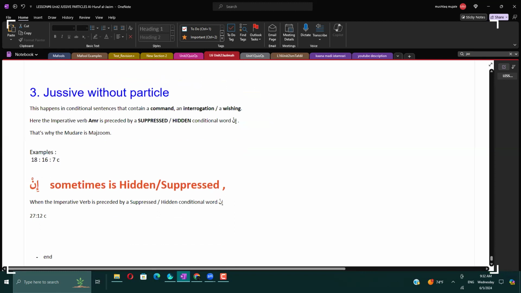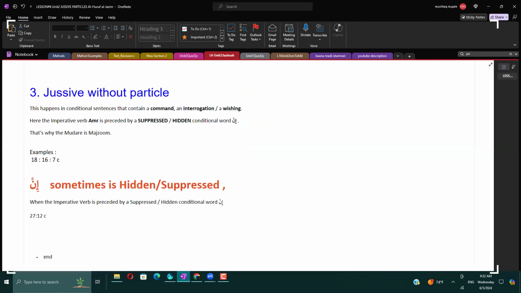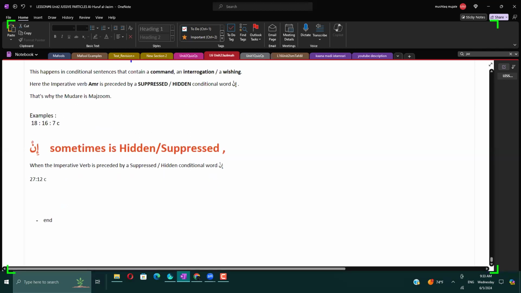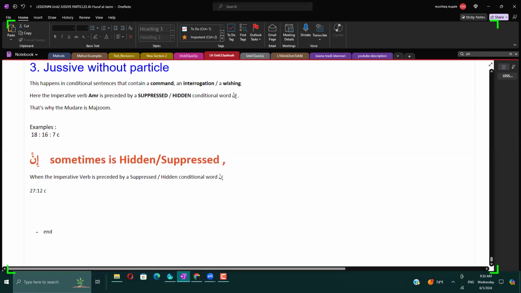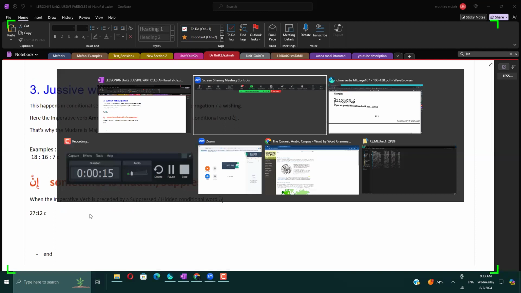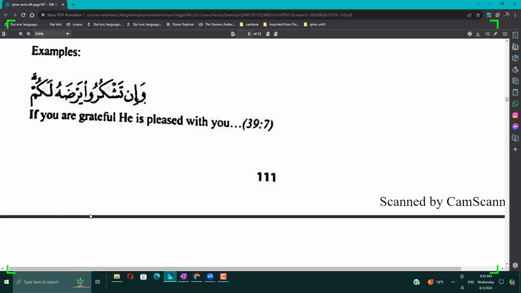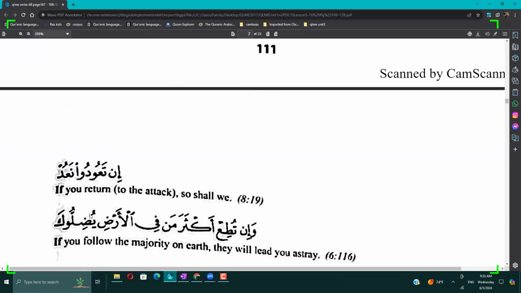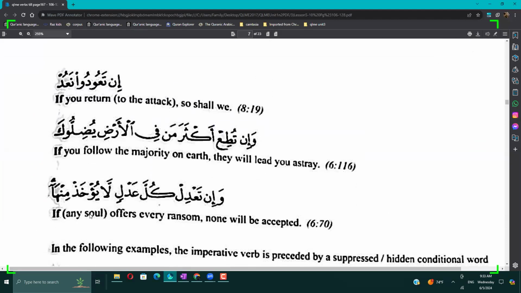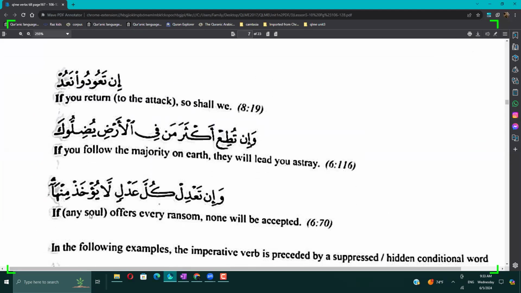And there is jussive without a particle. Sometimes this happens in conditional sentences that are commands or interrogation. Here the imperative verb is preceded or suppressed. Sometimes in is not shown, but you still have the mudare majzoom, because there is a hidden in in the verb. So we have in ta'udu na'ud: if you return to the attack, so shall we.